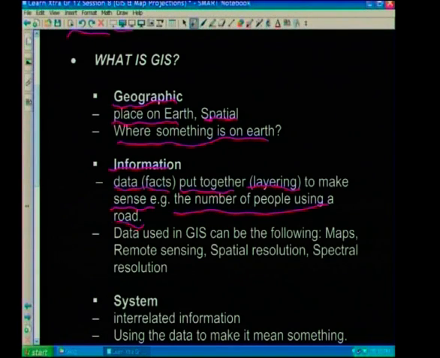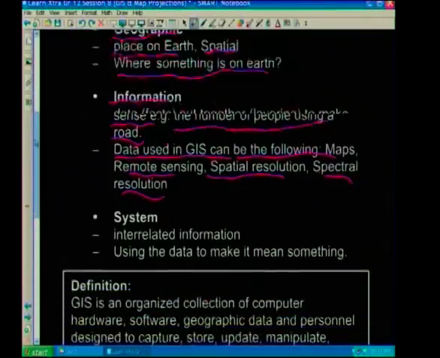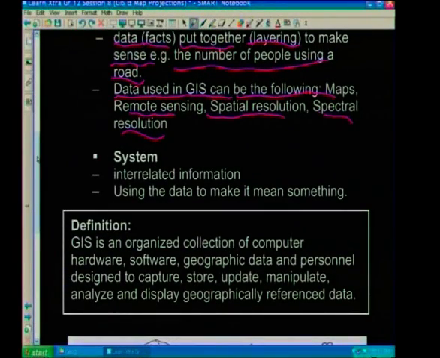Example: the number of people using a road. Do we need to upgrade the road? You'll find those little black cords on the road, which count the number of vehicles in order to determine whether we need to widen the road. But this is all data. Data is also used in GIS and can come in terms of maps and remote sensing. Some of you may not be familiar with things like remote sensing, spatial resolution and spectral resolution; I will come to them at a later stage. The last word in GIS is system. System refers to interrelated information using data to mean something. We may have all this data, all this information available, but we look at a query.